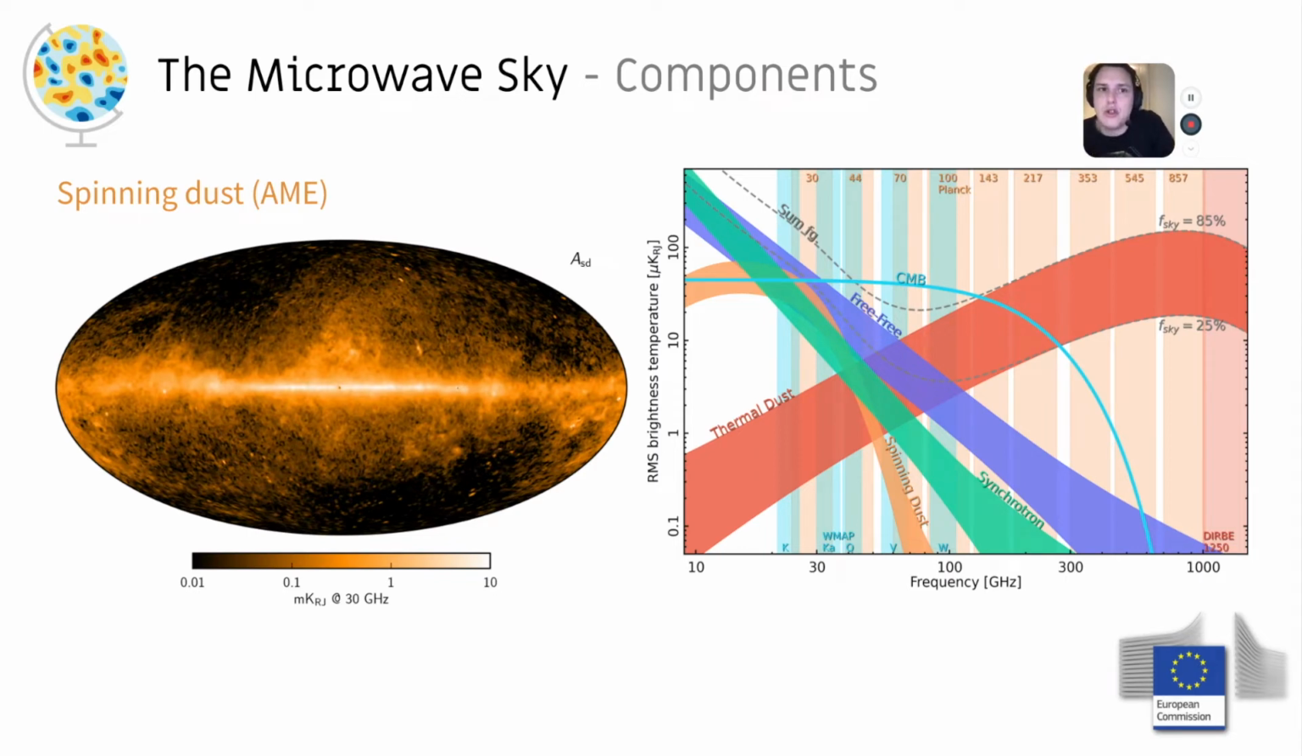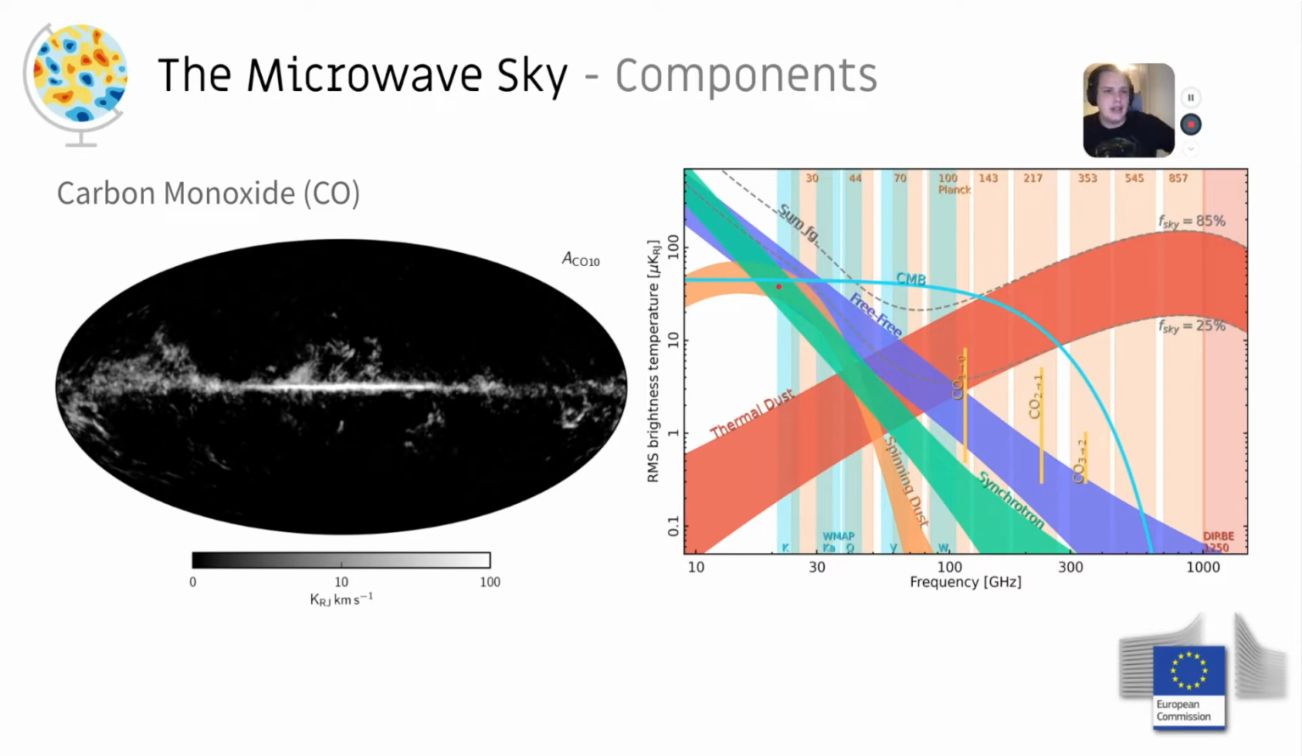The final diffuse foreground component is AME, for anomalous microwave emission, because its origin isn't completely known, but the consensus is that this is spinning dust grains in the galaxy. And we model this using a template called SpDust2, which is generated through simulations. And we shift this template back and forth using a peak frequency parameter, which is a free parameter in our analysis.